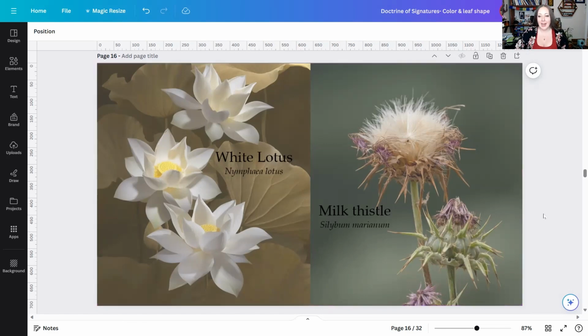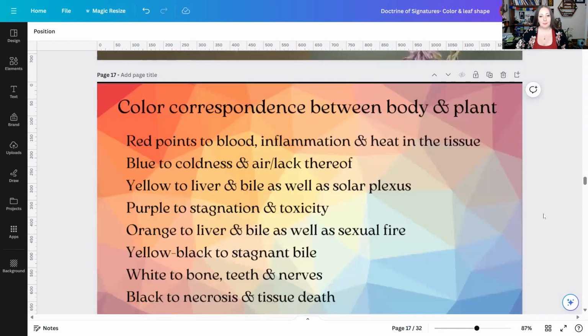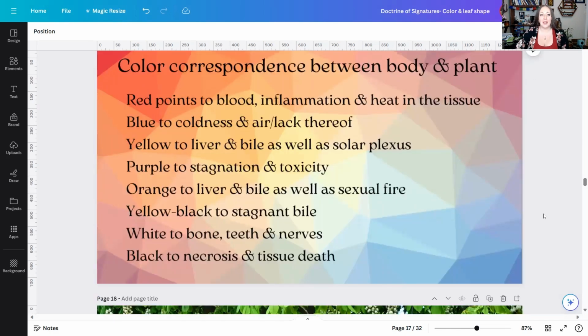So next, explore a different piece of this. Color correspondence between body and plant. Pretty straightforward. We're going to say that these are general rules and guidelines because as we know, nature does what she wants. So generally, when you encounter a plant of these different colors, this is what it probably is going to help with.